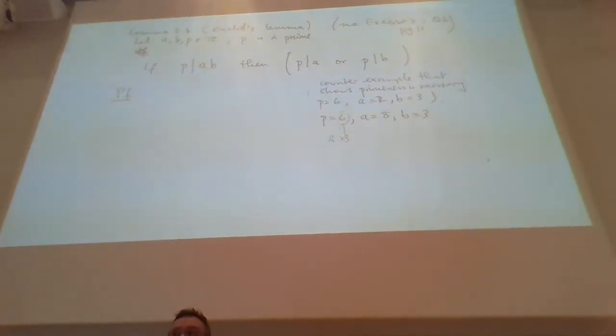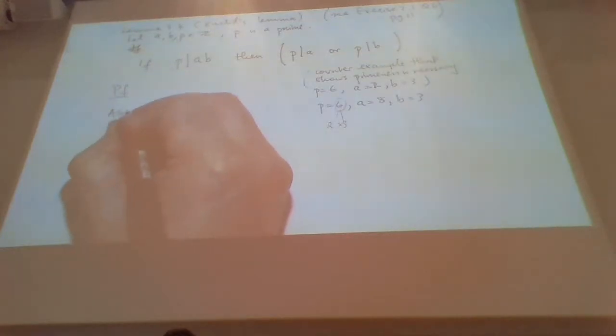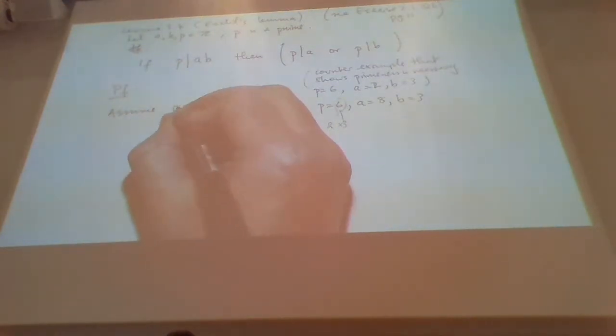The definition of a prime number is one which you cannot break apart. So the idea behind these counterexamples you can't do if the number is prime. But we need a proof of it. So here it goes. Now, so we assume P divides AB.